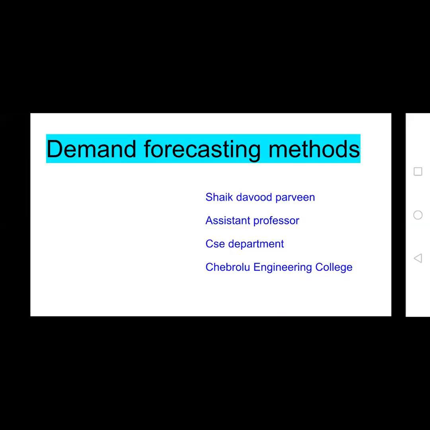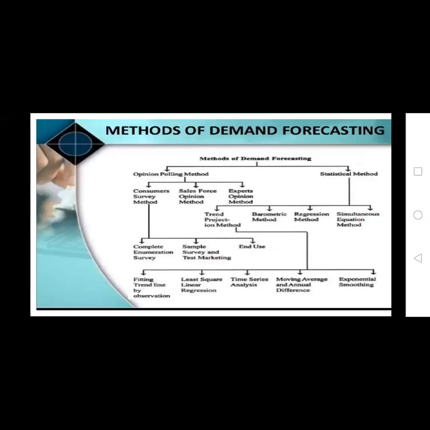Okay. Today our topic is demand forecasting methods. So what are the methods to estimate the future demand for a product? The three types of demand forecasting methods are, the first one is opinion polling method, the second is statistical method, and the third one is other methods.